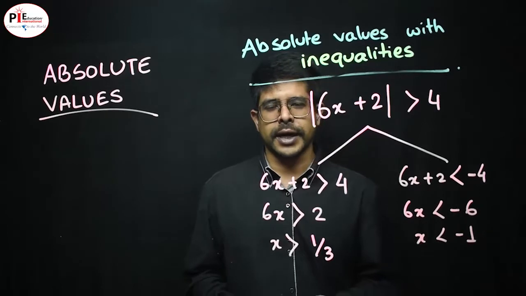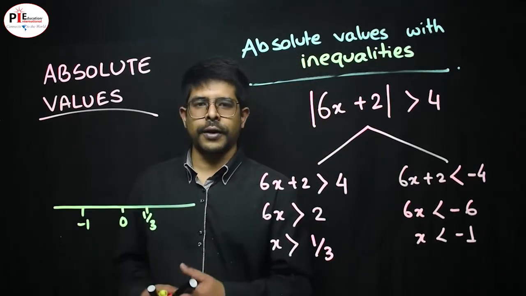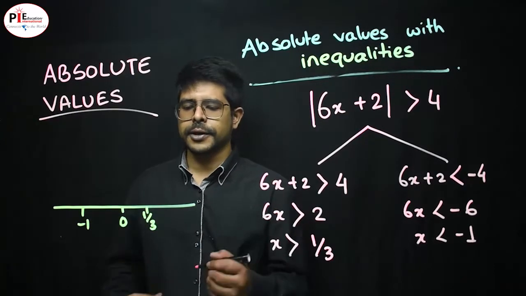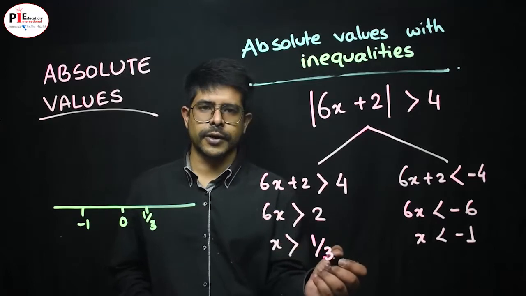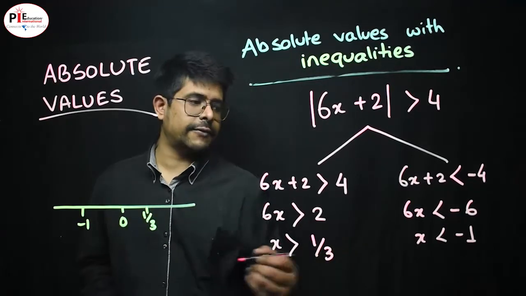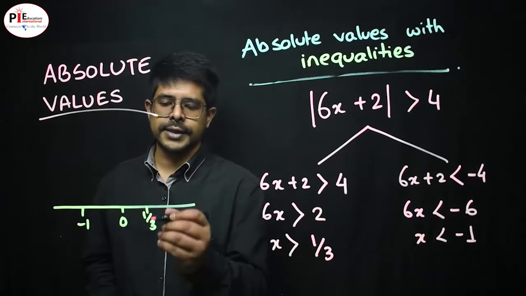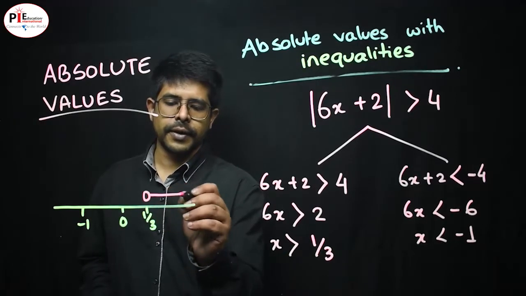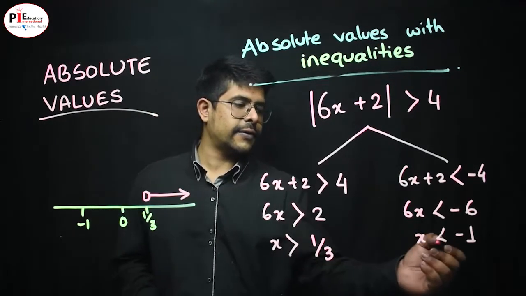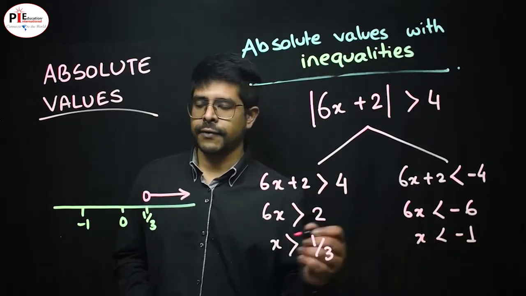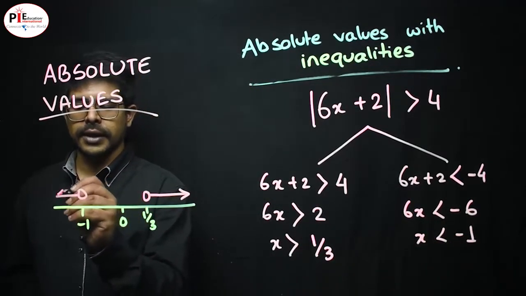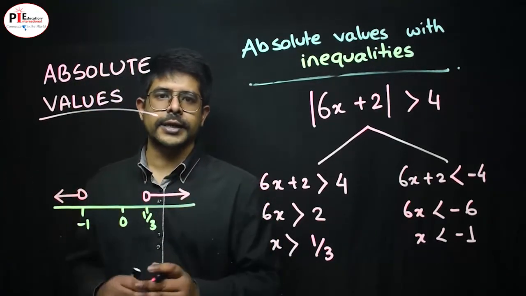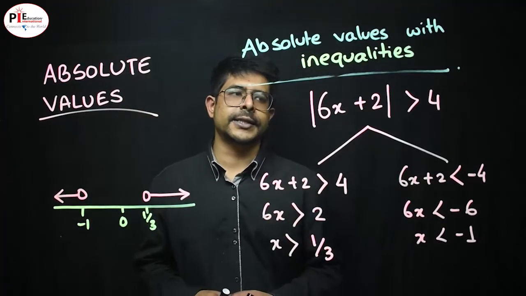If we want to draw a number line and represent these values, over here I've just drawn a number line, not to scale, but with some values. On the positive side, I've written 1 over 3 because that's one of the values that we have got. And on the negative side, I've written negative 1. Now, over here we can say that the value of x is greater than 1 over 3, so it's going to be on this side. And x is less than negative 1, so x will be on this side. For all the values from these two sides, it's going to satisfy the modulus of 6x plus 2 is greater than 4.